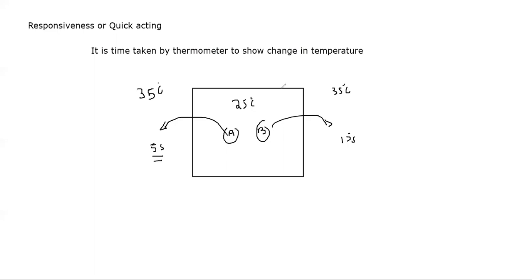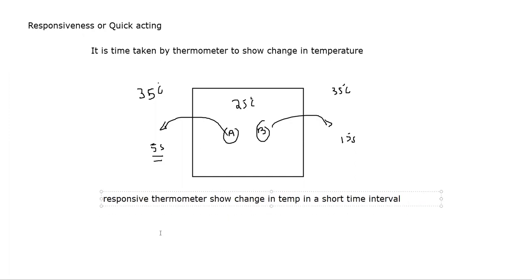So thermometer A is responsive. Responsive thermometers show a change in temperature in a short time interval. So if we want to record an instant change in temperature, we prefer a responsive thermometer. If we want to measure a small change in temperature, then we prefer more sensitive thermometers.